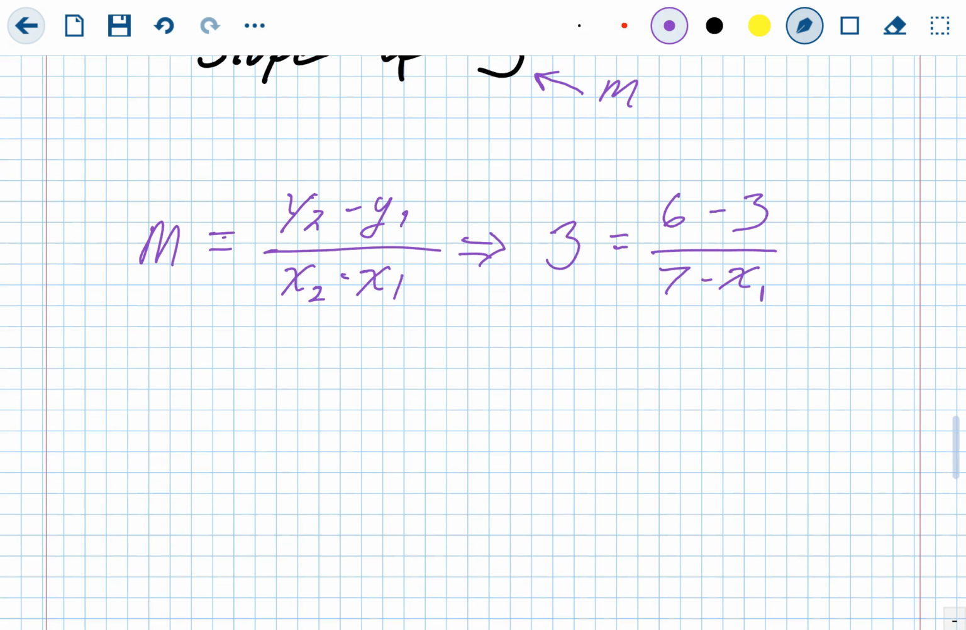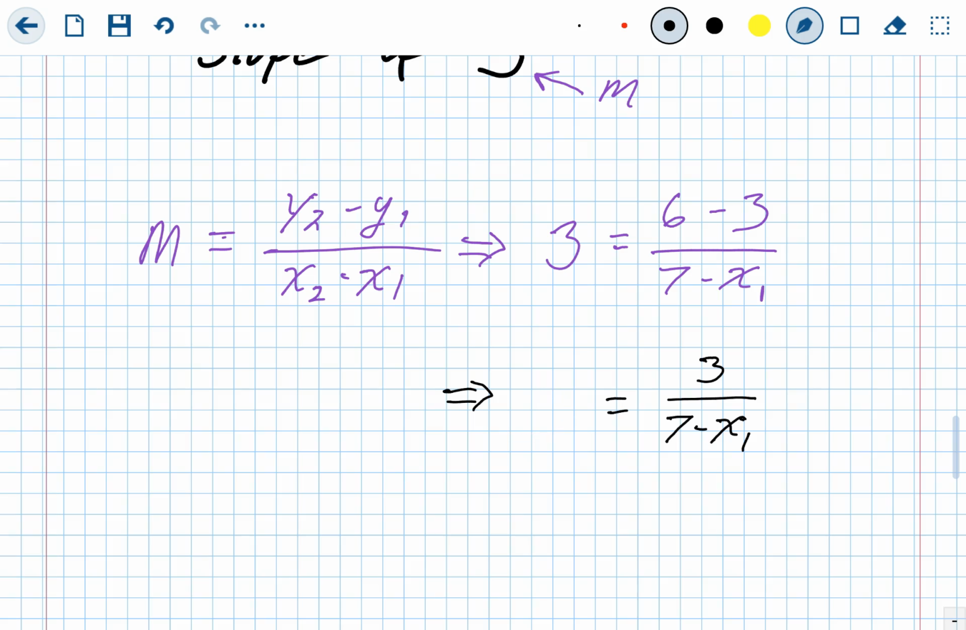So I'm going to clean up this equation a little bit first. On top I could do 6 minus 3, which is just 3, over 7 minus x1. So how can I solve this? Well, we've been solving problems with fractions before. If you have a fraction in the denominator, you should multiply by that denominator. What you could also do is you could cross multiply.